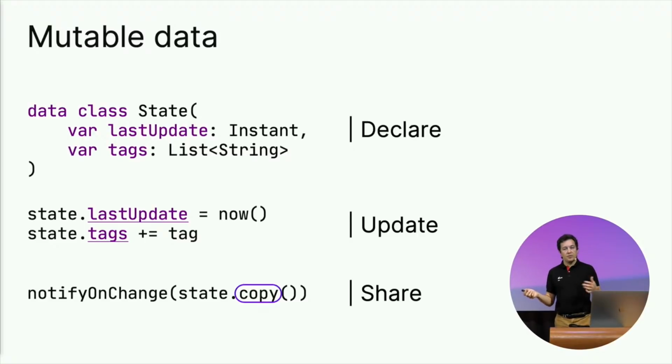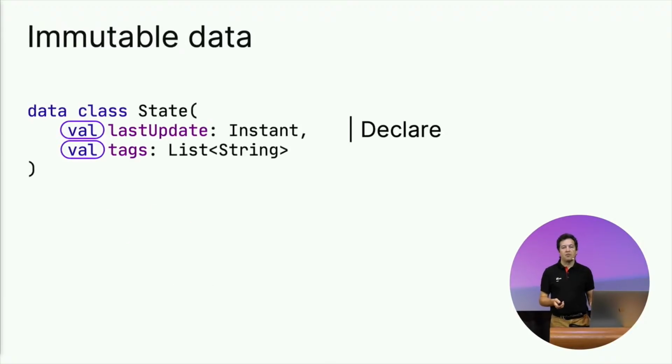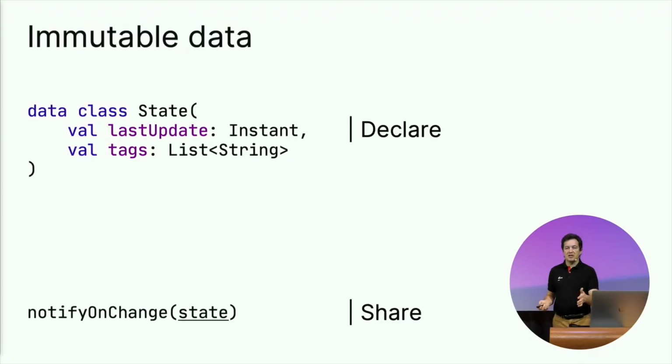The solution to this that people often employ is to use immutable data. And with Kotlin, this is straightforward. You just change var to val, and your data class becomes immutable. It cannot change anymore. So now, when you send it, even asynchronously, you don't need to copy it, because it wouldn't change.